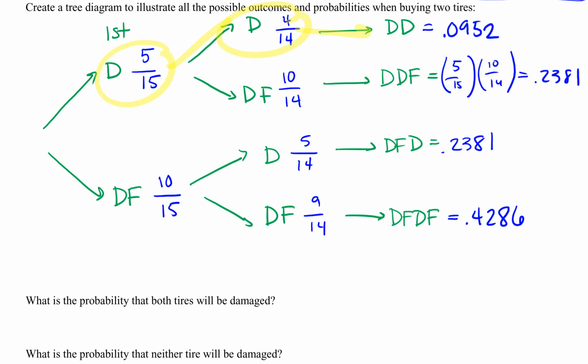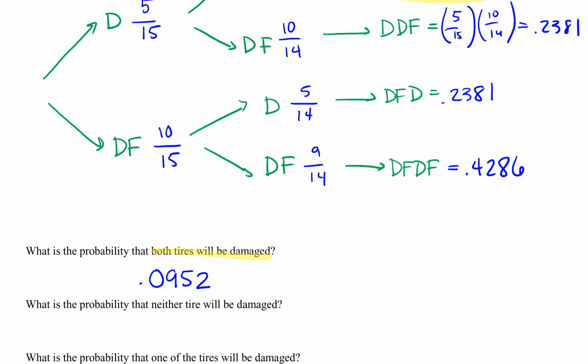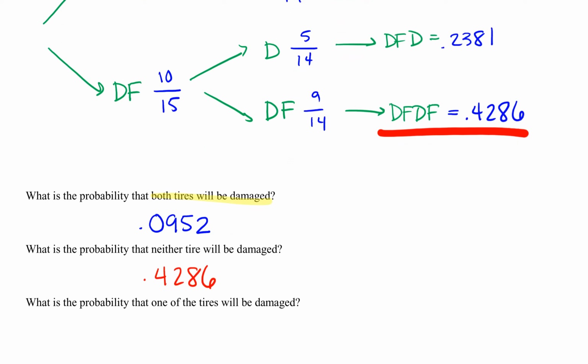First one says, what's the probability that both tires will be damaged? Well, all we have to do now is look at our little drawing and decide which scenario had both of them being damaged. And that's this one. Simple enough. We can just pull that straight off the tree. Probability that neither will be damaged. Well, now we're talking about this, right? So 0.4286.